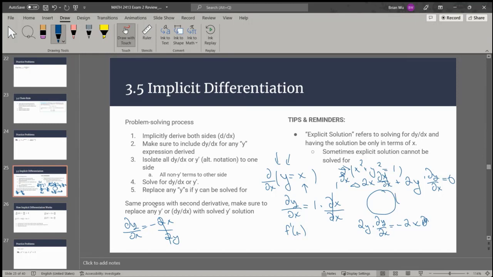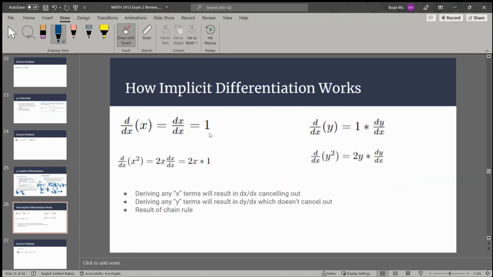All right, and if you're solving for the second derivative, you would replace any y's with your original, if you could solve for y, and or your y prime. And we'll see that in the second solution. So another tip, right? This is what we just explained: when you derive dx, it cancels out to be 1. But when you're deriving any y function, you get something times dy over dx.